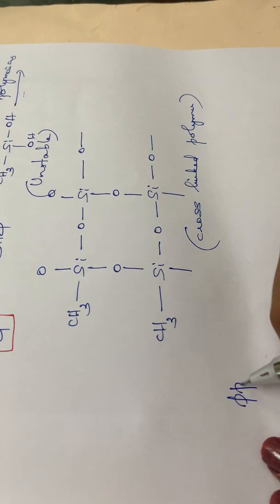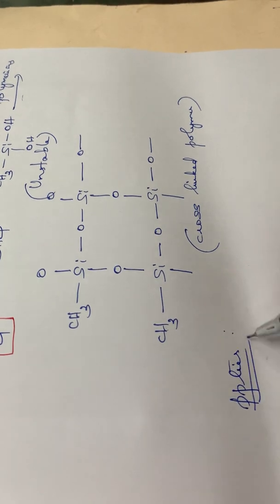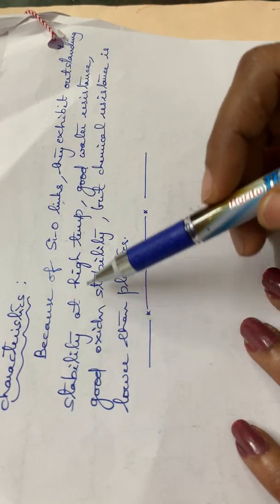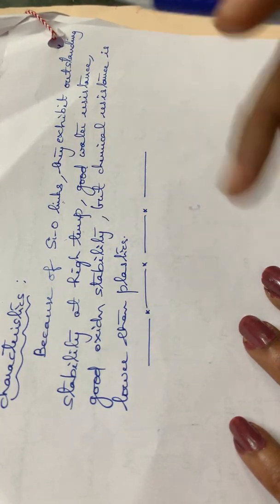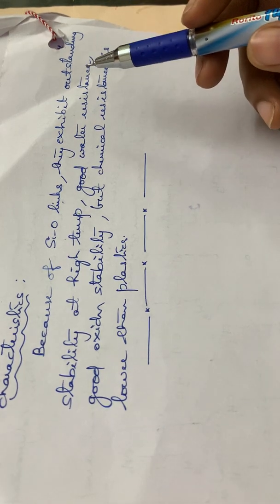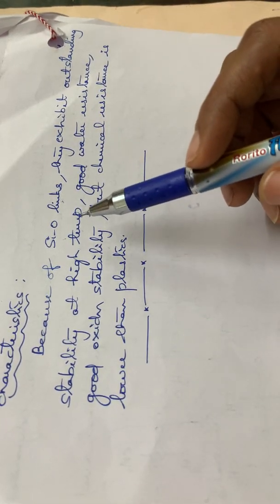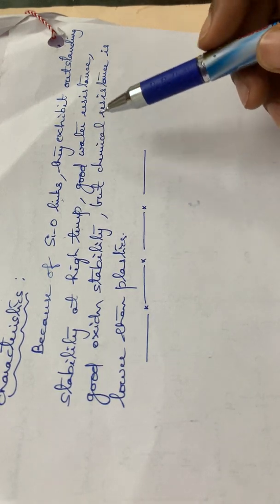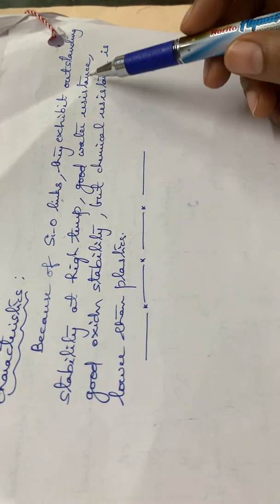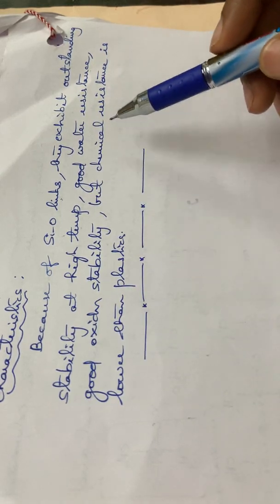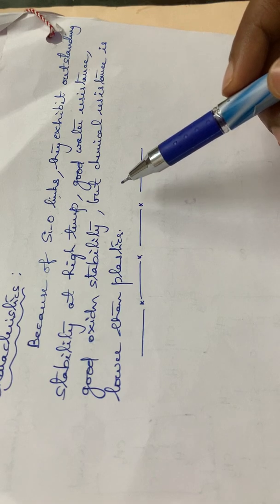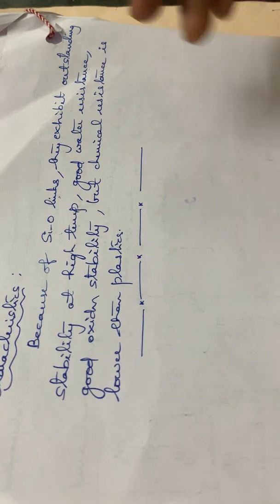Properties of this compound. See here, properties. Due to the presence of Si-O links, they exhibit outstanding stability at very high temperature. In the previous compound also we had discussed, isn't it? Due to the presence of Si-O linkage, the compound will be very highly stable. Then it will be stable at high temperature, good water resistant, good oxidation stability, but the chemical resistance is lower than that of plastics. Okay, so these are some of the characteristics.